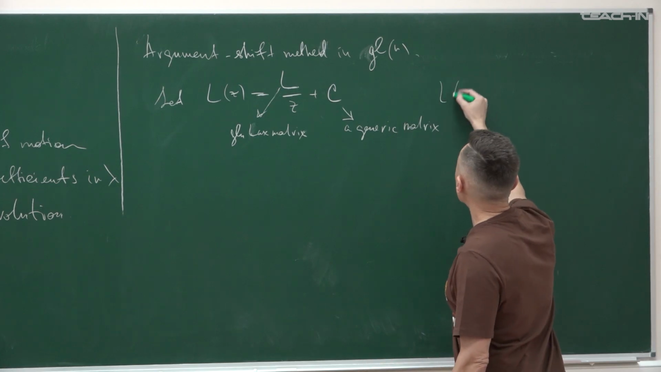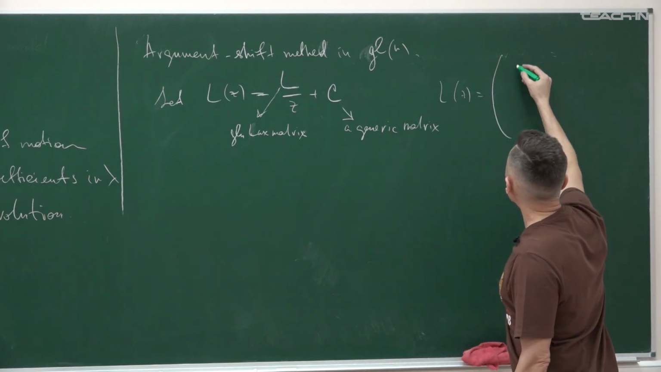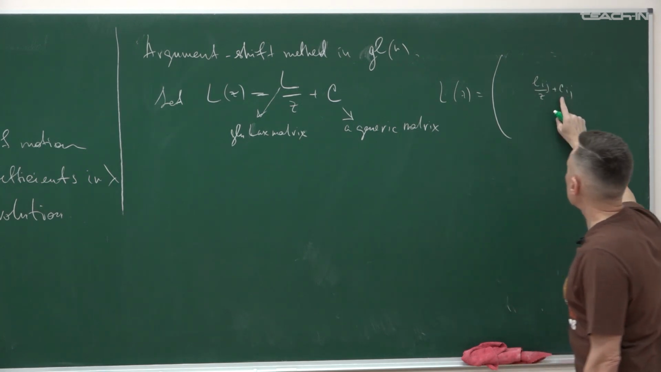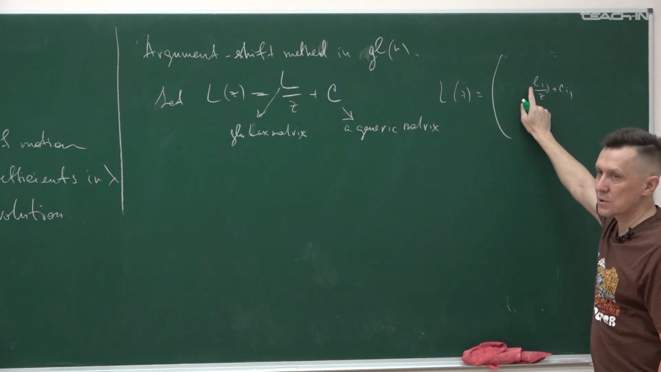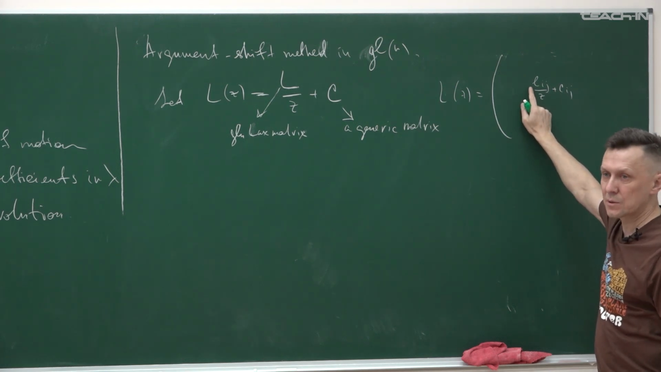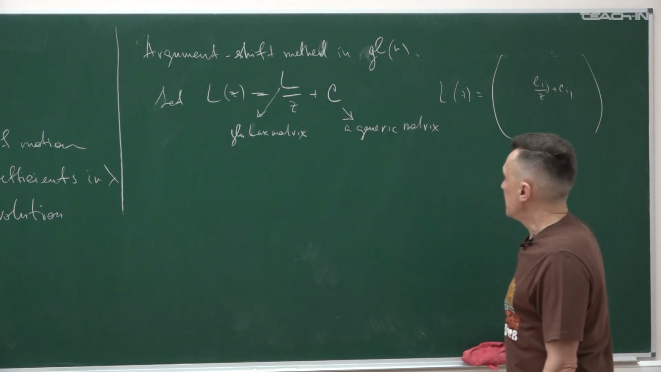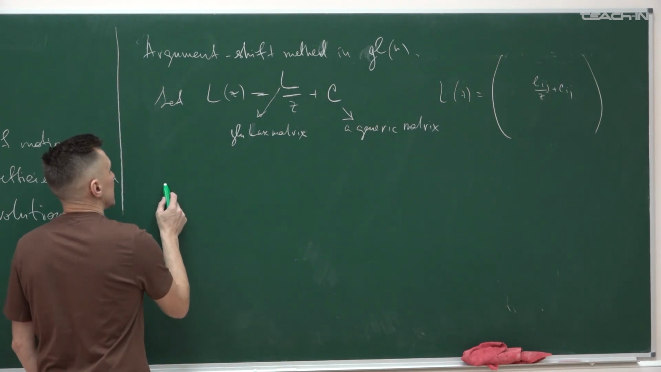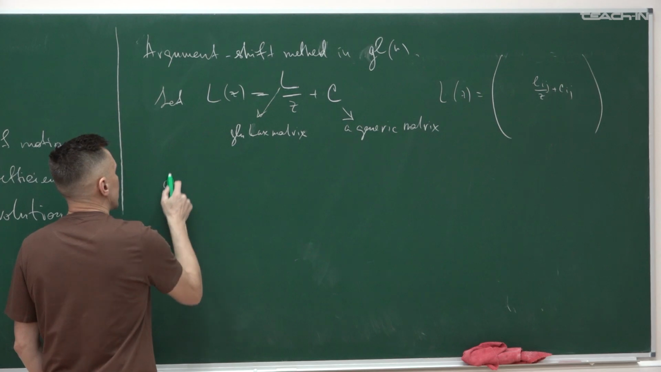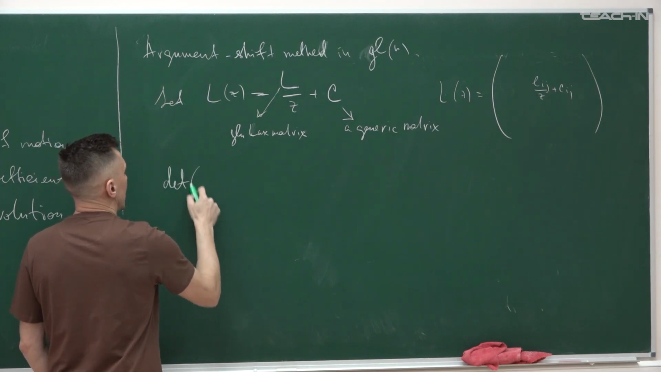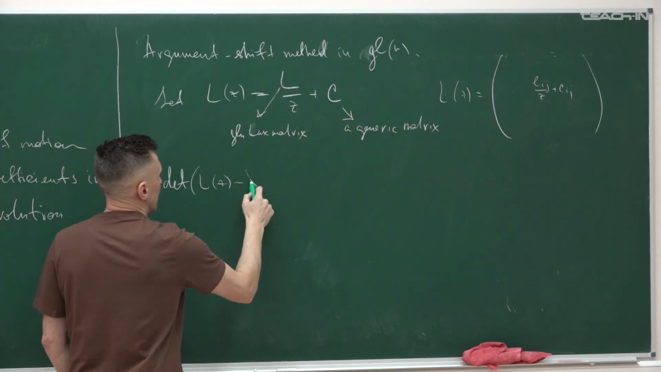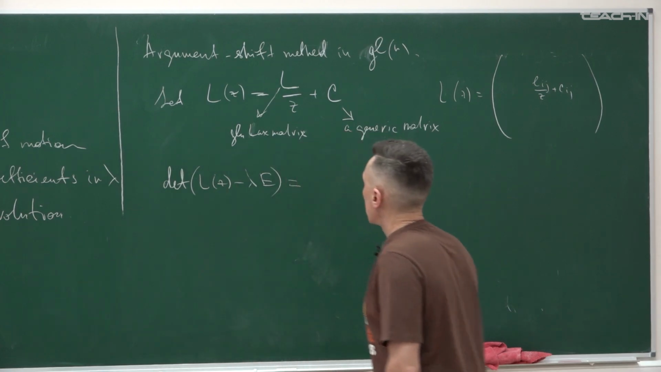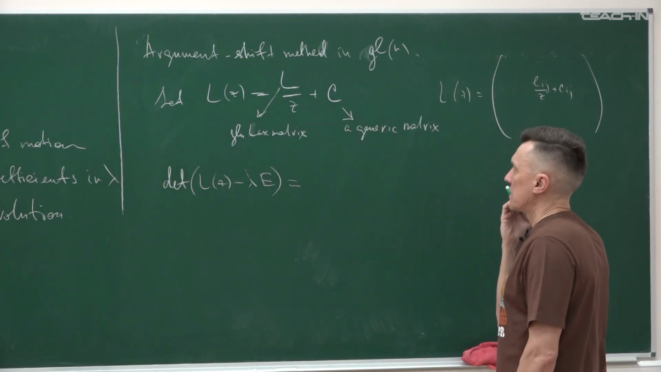So you understand that L of Z is now a matrix, E_ij divided by Z plus C_ij. So this is the constant, and this is the generator of our Poisson algebra. My statement is the following: if we consider, I prefer the characteristic polynomial, if we consider the determinant of L of Z minus lambda E, and I expand it in Z and lambda.